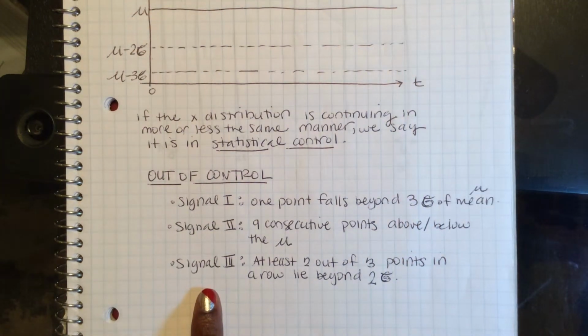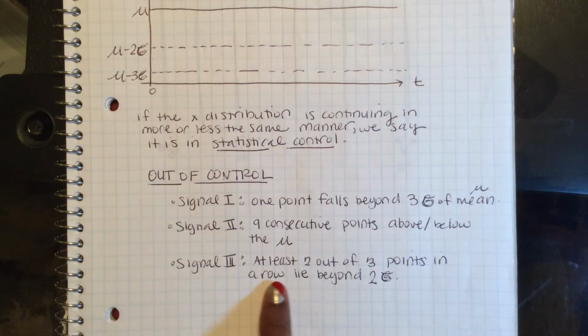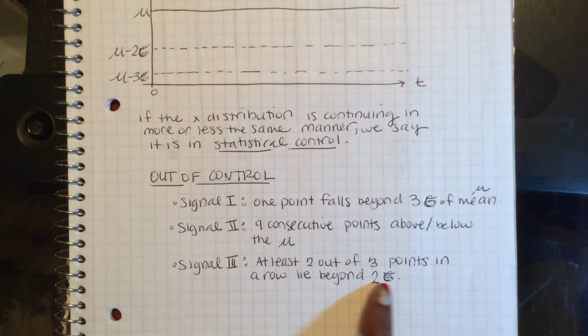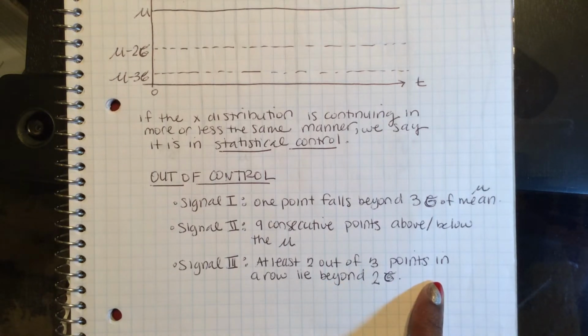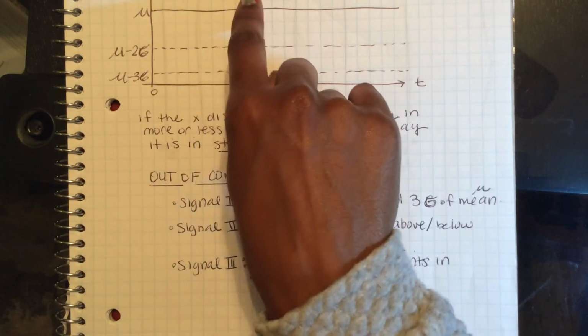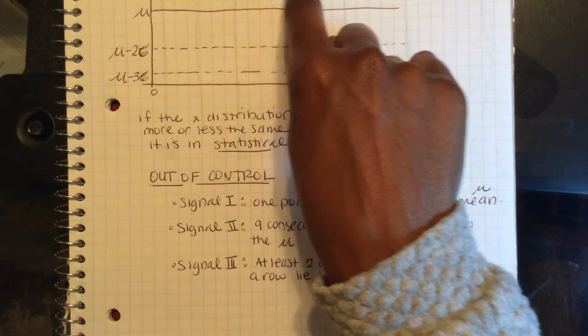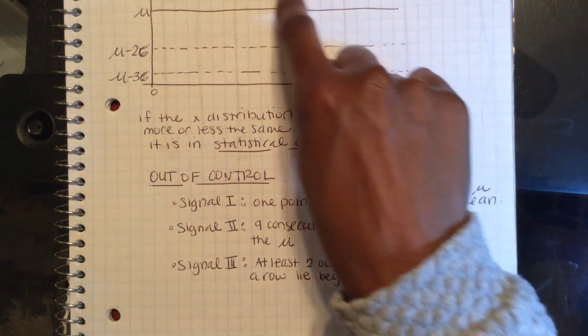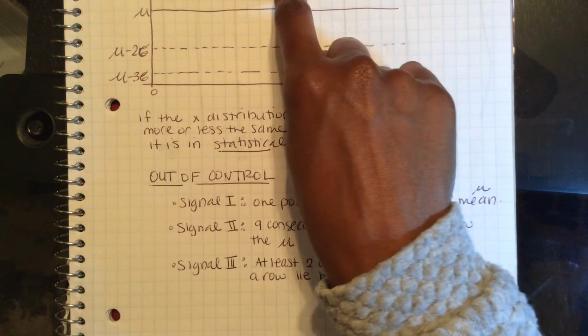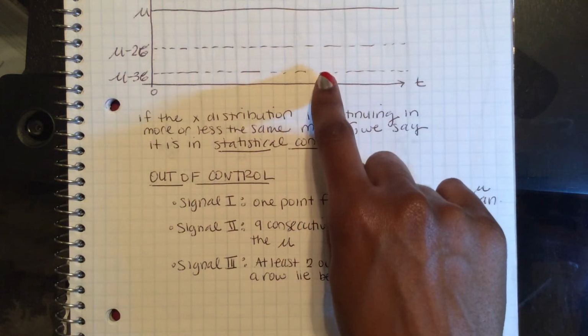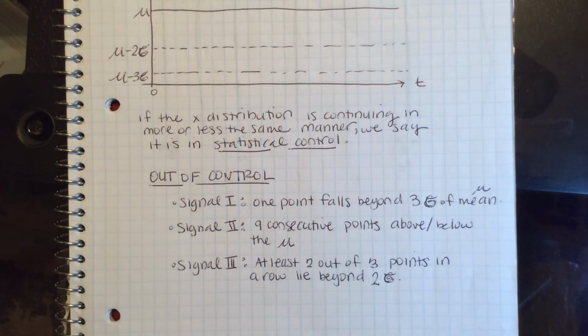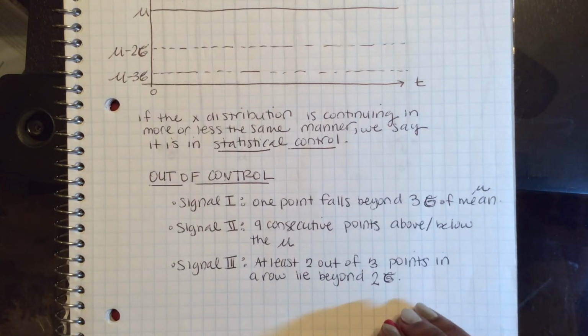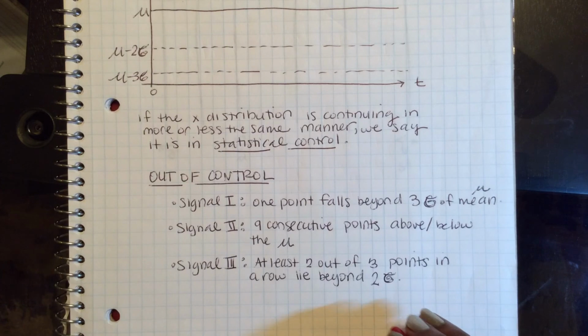And then our third signal that we look for is at least 2 out of 3 points in a row lie beyond 2 standard deviations of the mean. So let's say we're going here, and then there's 1, 2, and then we go back down. That's 2 out of the 3 in a row beyond 2 standard deviations of my mean. That's also considered out of control. So this is something we will apply in our next example.